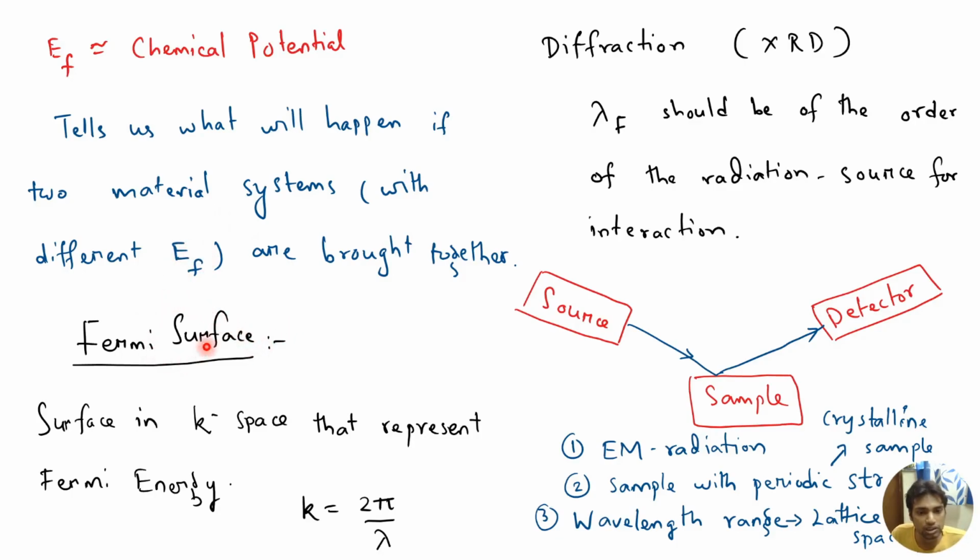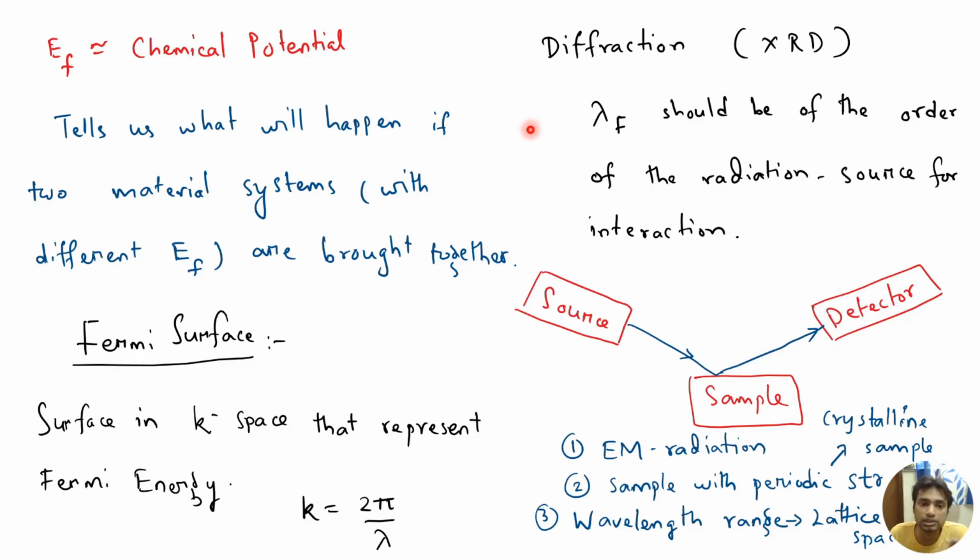So we learnt about the Fermi surface, the surface in the k space that represents the Fermi energy, and it is a particular wavelength. It has the units of inverse wavelength. So diffraction. So why was all this important? This was important to study how we probe a system. How do we know what the structure of a system is?